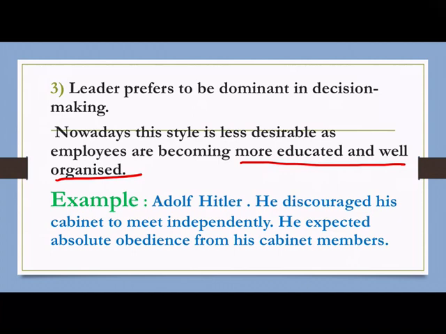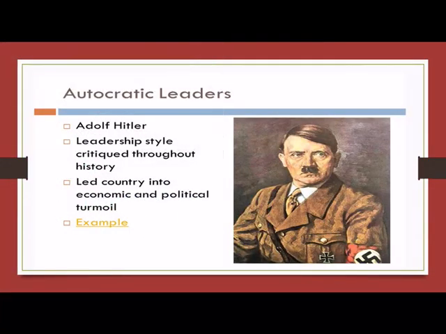You must have heard his name. He discouraged his cabinet from meeting independently. He expected absolute obedience from his cabinet members. So, which approach was followed by Adolf Hitler? Yes, he followed the autocratic leadership style. And he was criticized throughout history for following this style of leadership. And this style led the country into economic and political turmoil.